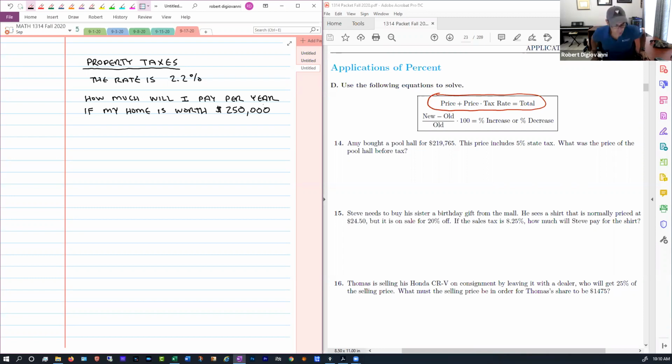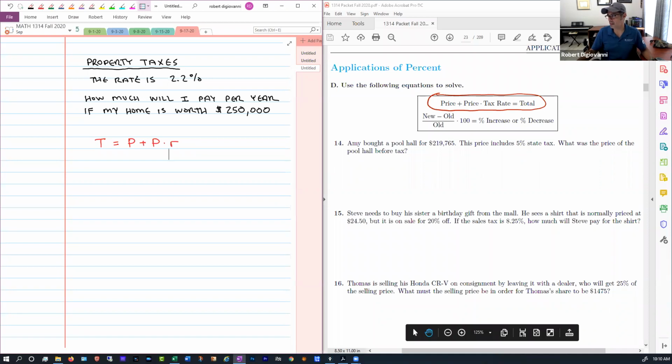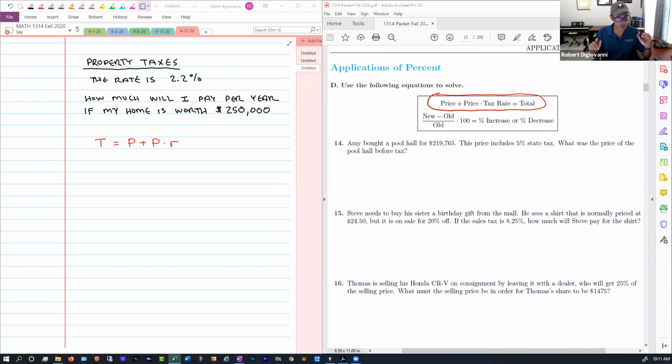So 2.2%. So let's figure this out, right? We want the total, and it should be the price plus the price times the tax rate. So take a moment, I'm going to give you 2 minutes, see if you can figure this out, and then I'll call on somebody and see if someone has the correct answer. The question is, how much will I be paying total?